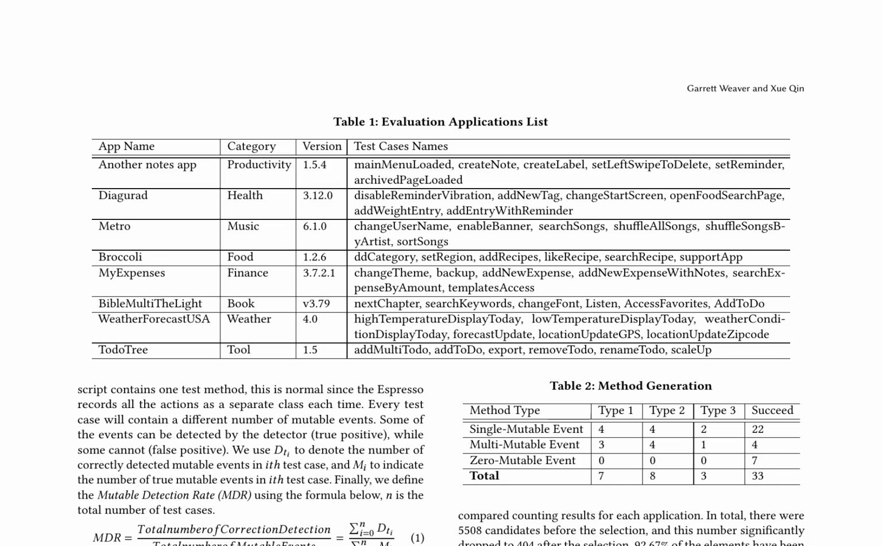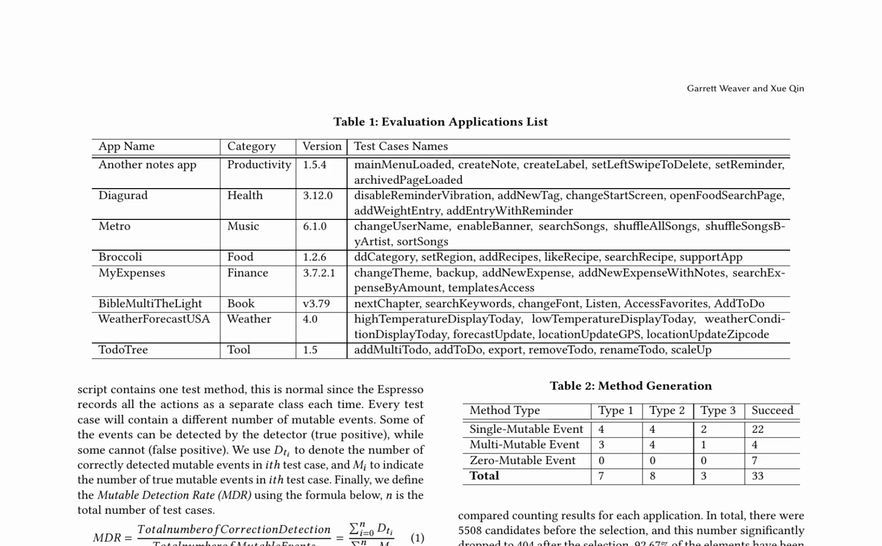To measure the detector's performance, the authors introduce the concept of mutable detection rate, MDR, calculated as the ratio of correctly detected mutable events to the total number of mutable events. The results of this evaluation are detailed in Table 3, demonstrating an MDR value of 75.68%, precision of 0.76, and an F1 score of 0.7.